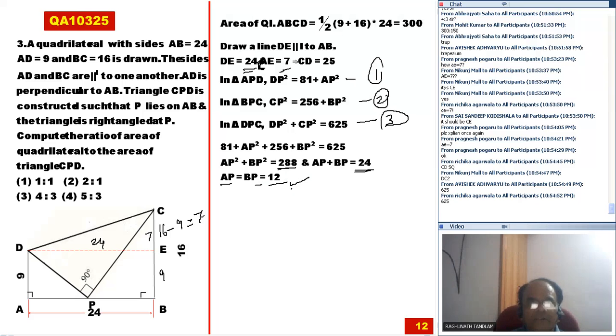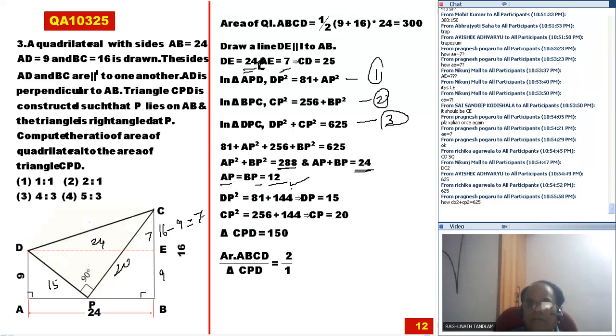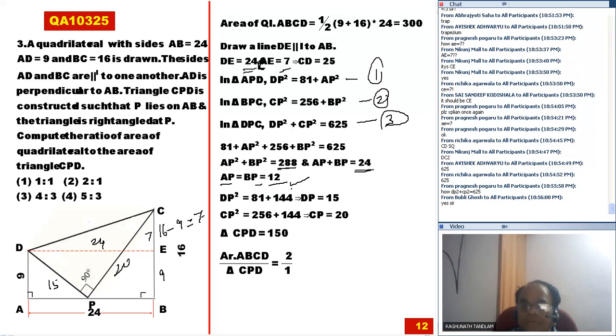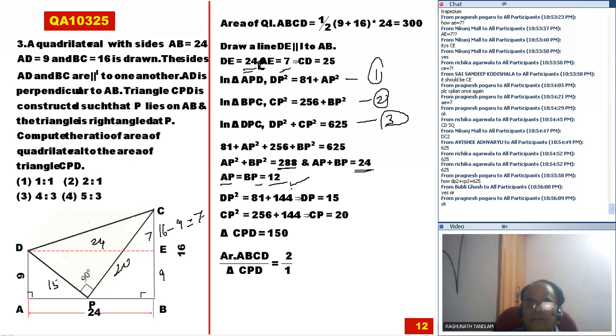So if AP is 12 and BP is 12, DP is 15 and CP is 20. What's the area of triangle CPD? 150. What's the ratio? 2:1. Are we clear? Pragnesh, is CPD a right angle triangle? Yes, DP square plus CP square is CD square. This is a CAT 2010 question. Next one.